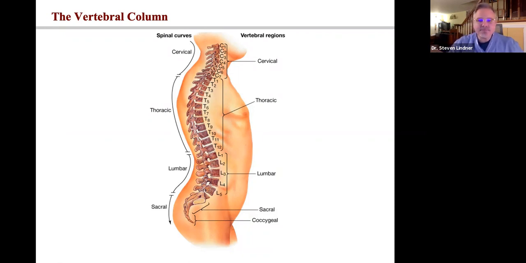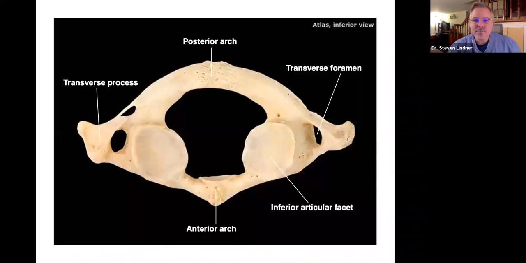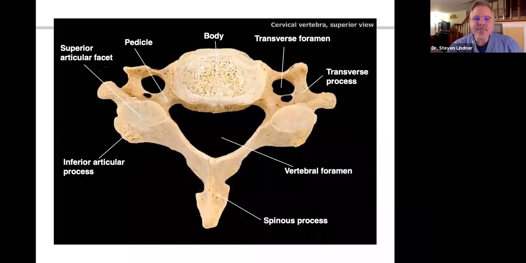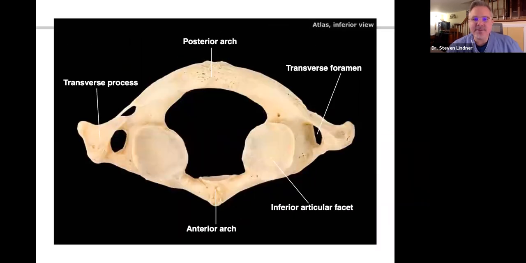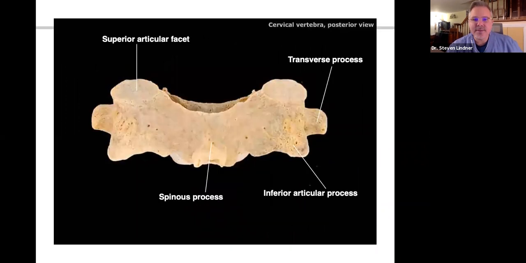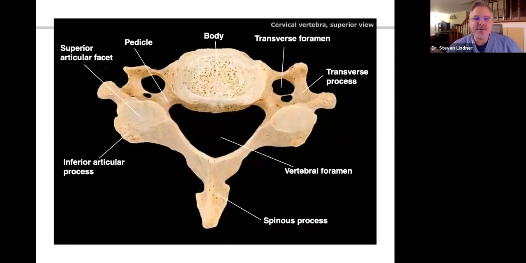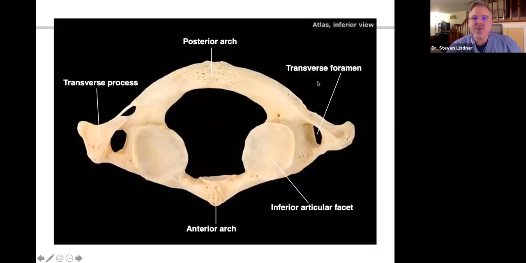Making sure that you have good spinal structure and function, good spinal alignment, is really important for neurological function. The better the structure, the better the function. Now, let's take a look at vertebrae, because you have to be able to recognize the different types of vertebrae. This vertebra and this vertebra look a little bit different, right? This vertebra right here is called the atlas, and the atlas is C1, the top bone.